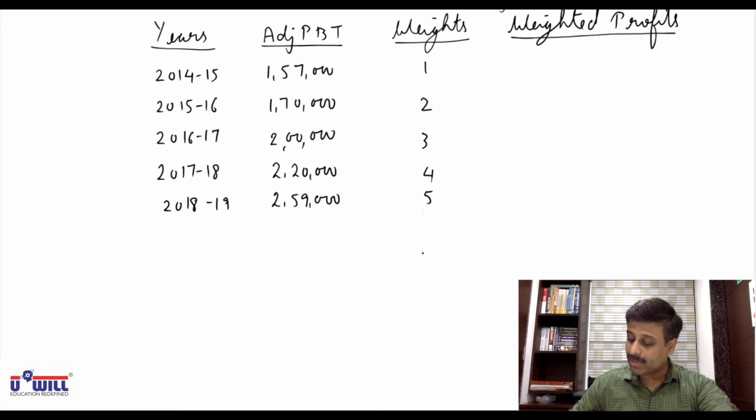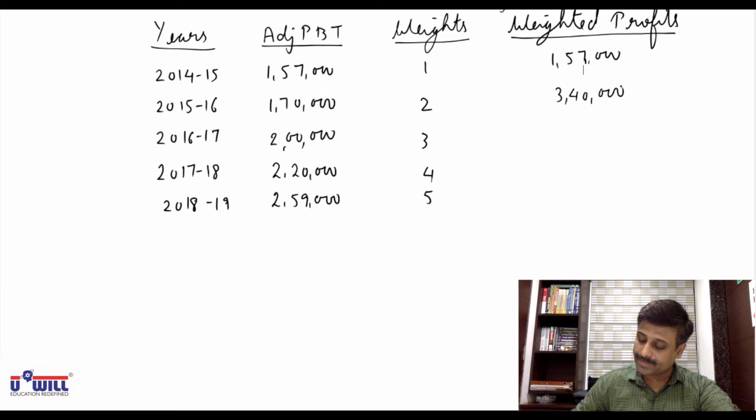1,57,000 into 1 and put it in M plus in your calculator. Use the memory functions. So directly we'll get 1,57,000 added in the memory of calculator. Then do 1,70,000 into 2 and put it in M plus. 3,40,000. Then 2 lakhs into 3, M plus 6 lakhs.